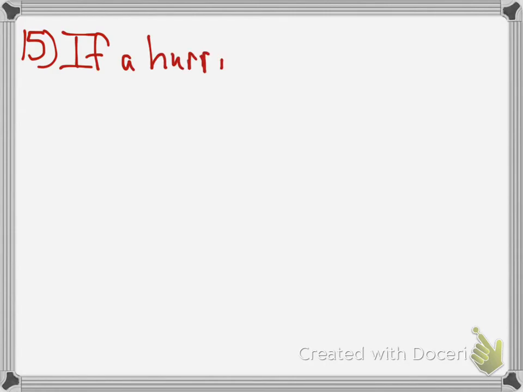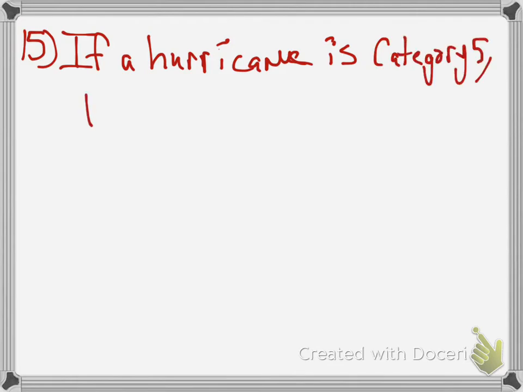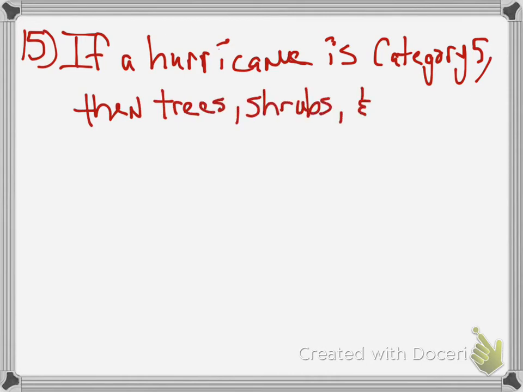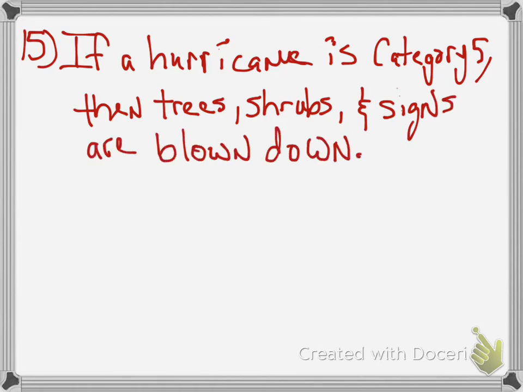Now, the other one is if a hurricane is a category 5, then it has winds of greater than 150 miles per hour. If the winds are greater than 150 miles an hour, then trees, shrubs, and all that get blown away. So join that: if a hurricane is category 5, trees, shrubs, and stuff like that are going to get blown away. That's all the law of syllogism is. It's pretty simple. Y'all should do well with that. Or blown down.